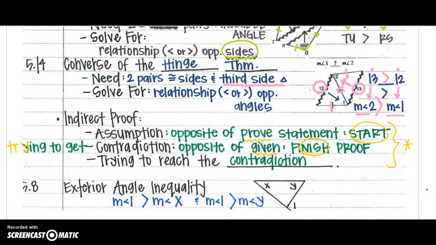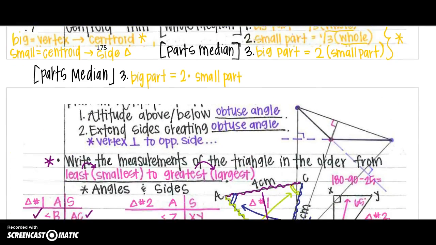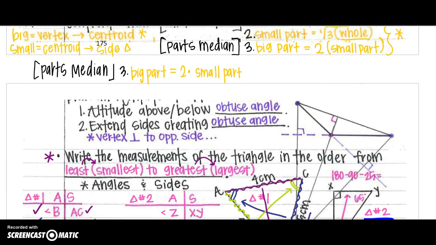The last thing is the exterior angle inequality. So we know because 1 is the exterior angle, we know that 1 is greater than the remote interior angle. So 1 is greater than x and 1 is greater than y. A couple things on the altitude. Make sure you know the altitude is also considered the height.